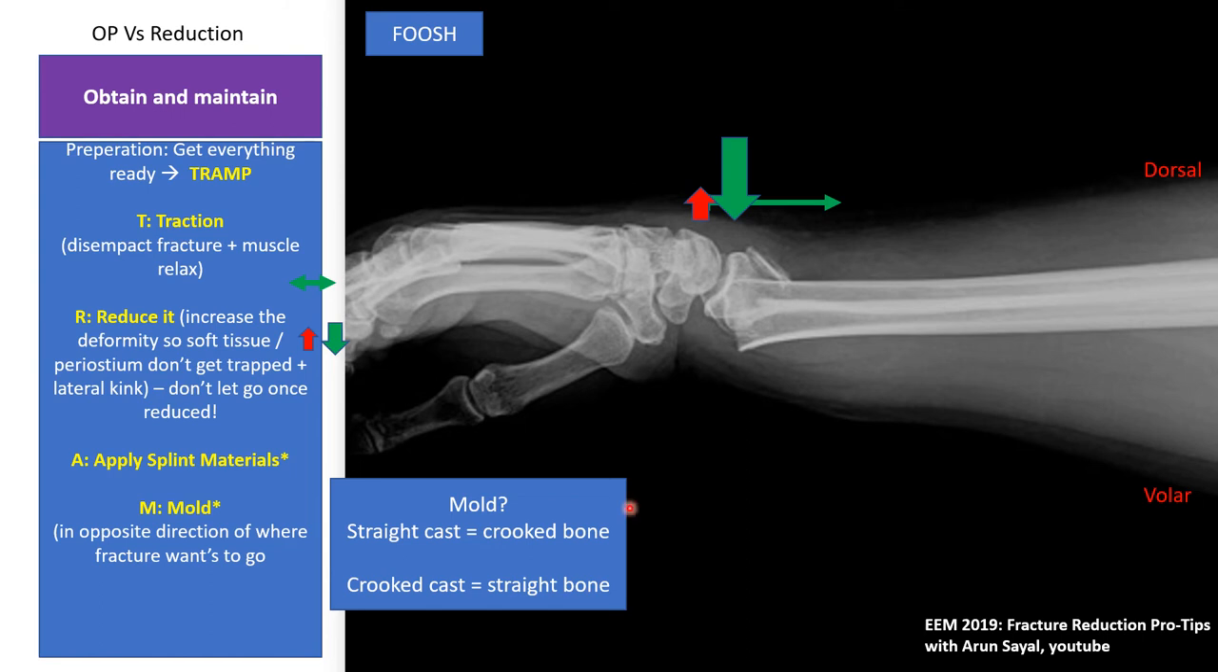And Arun Sayal usually uses this kind of mnemonic, like straight cast makes a crooked bone, crooked cast makes a straight bone. Straight cast would be a cast that you don't mold with angulation. And a crooked cast would be an angulated cast, but that would create a straight bone. It's a matter of speaking. It's Arun Sayal saying this. At our course, this was highly debated, and I don't think there was a tradition for molding it in flexion or extension that much, because there's not much evidence in that area. But again, it's a matter of personal preference.